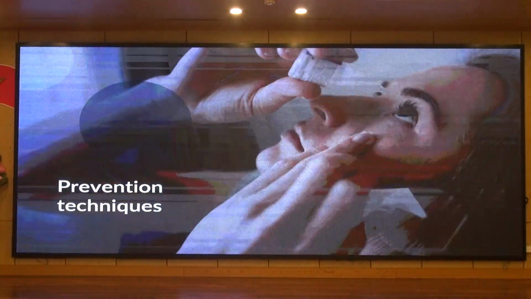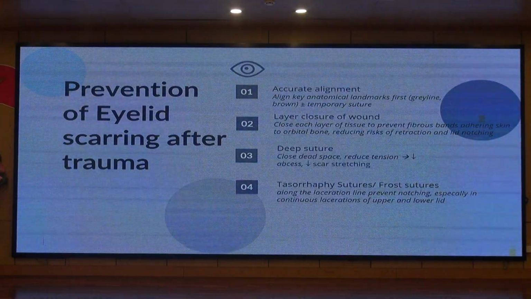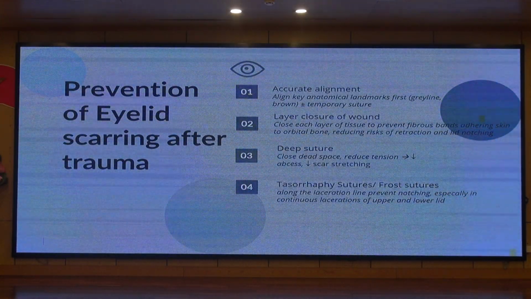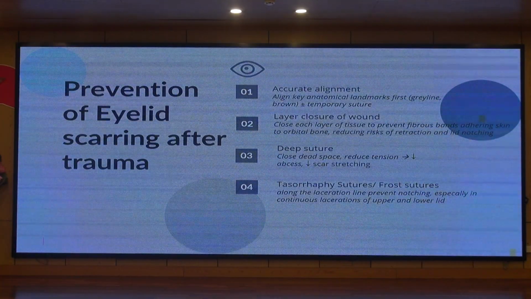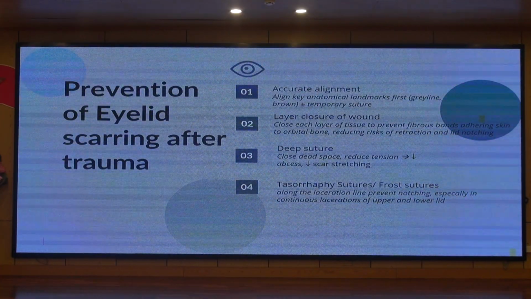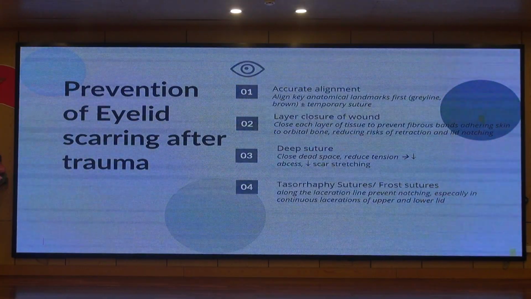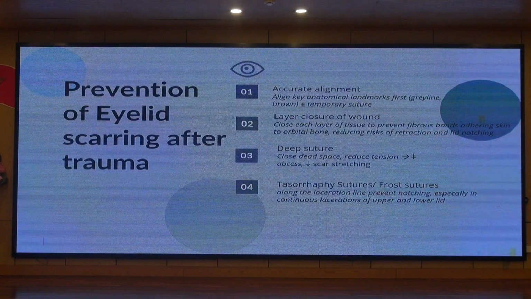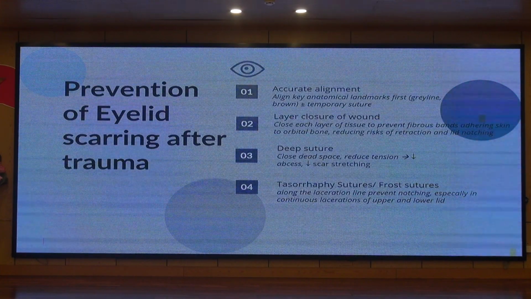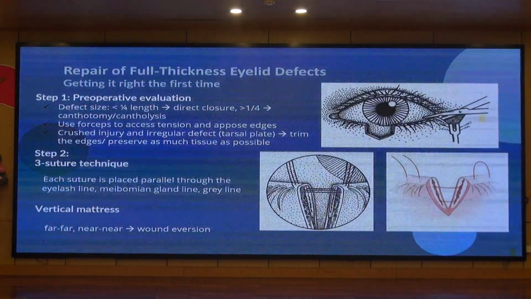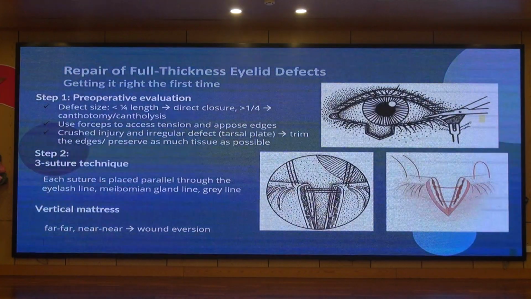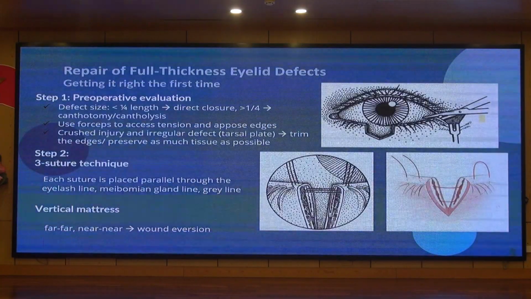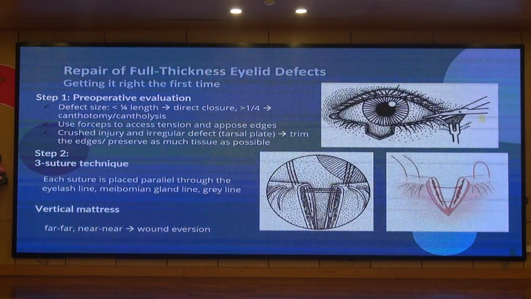So what do we do to prevent the scar of the eyelids? There are 4 things to do. The first is accurate alignment. We have to close the lid layer by layer, and the lid suture is very important. And after the wound closure, we place in the tarsorrhaphy suture or Frost suture.